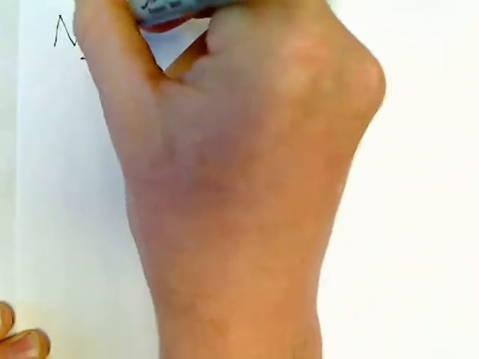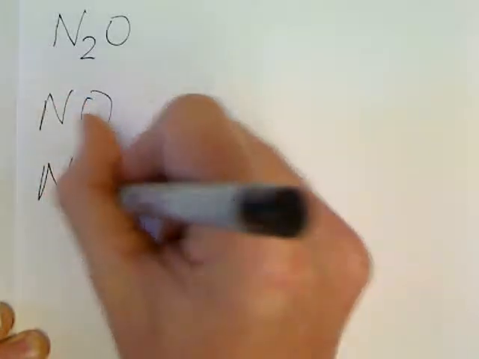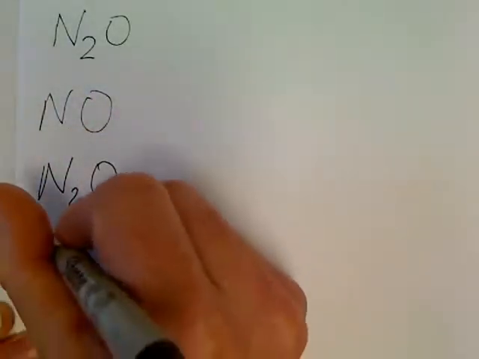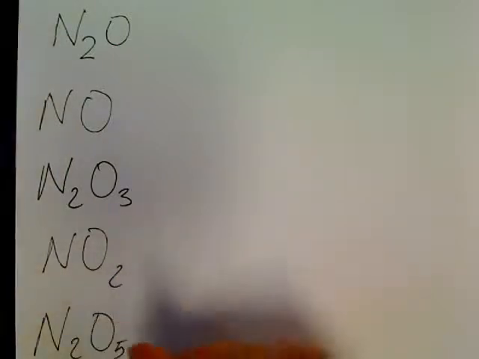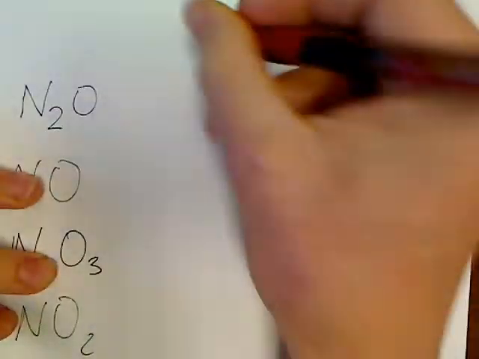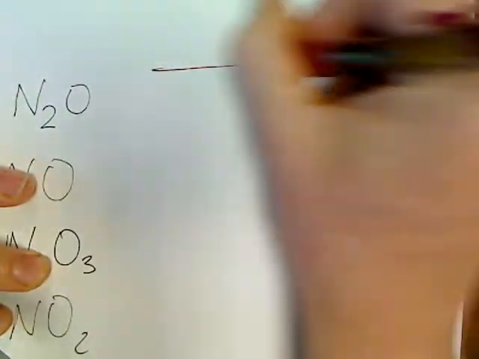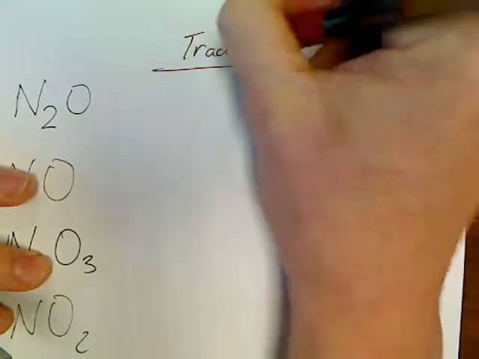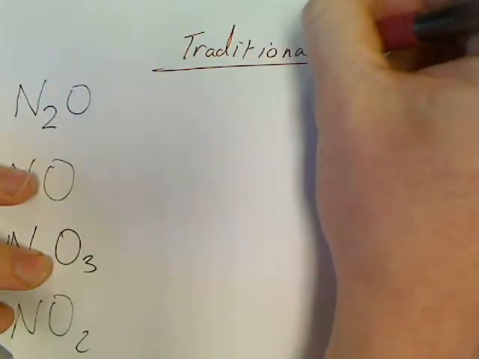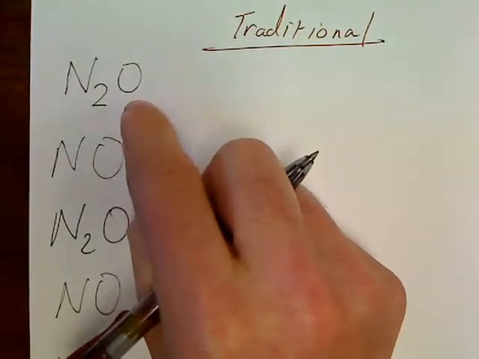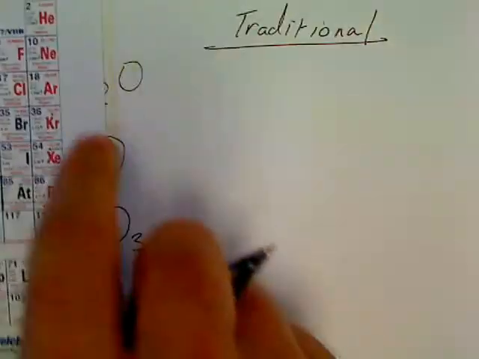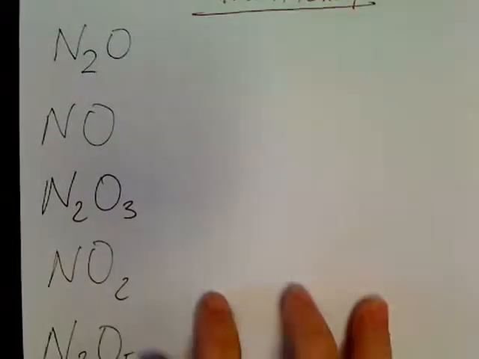So N2O, NO, N2O3, NO2, and N2O5. Now, we're going to come back and we're going to name these what we call in the traditional way. So we're going to name these in the traditional way. Again, the only reason we get to do this is because N and O are both to the right. So, for that matter, we can do the traditional way.